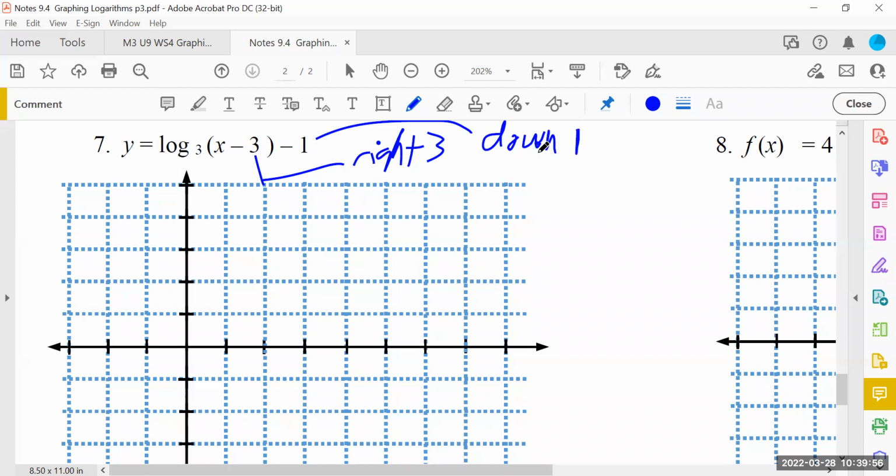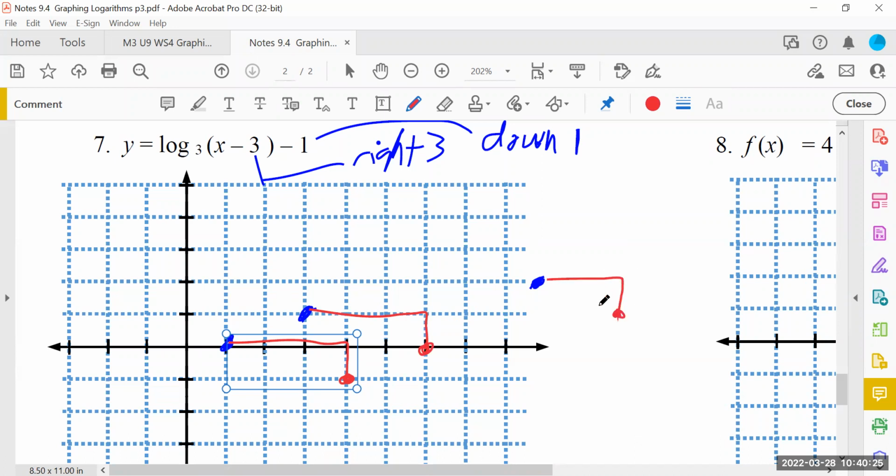So I'm going to take my graph of log base 3, which has the points (1, 0), (3, 1), and (9, 2). You guys focus. We're putting it all together now. We're going to take those points and we're going to shift them all right 3, down 1. So right 3, 1, 2, 3, down 1. Right 1, 2, 3, down 1. And this one's way off over here. 1, 2, 3, down 1.